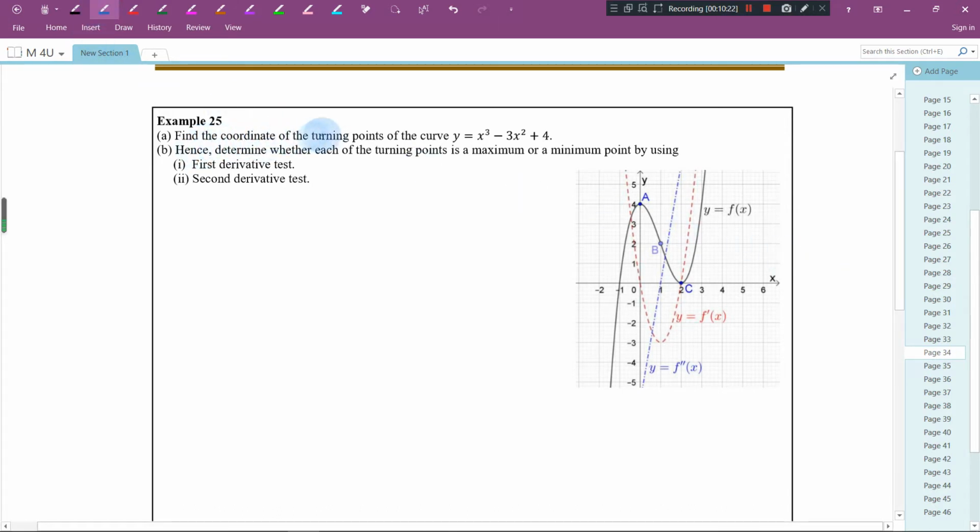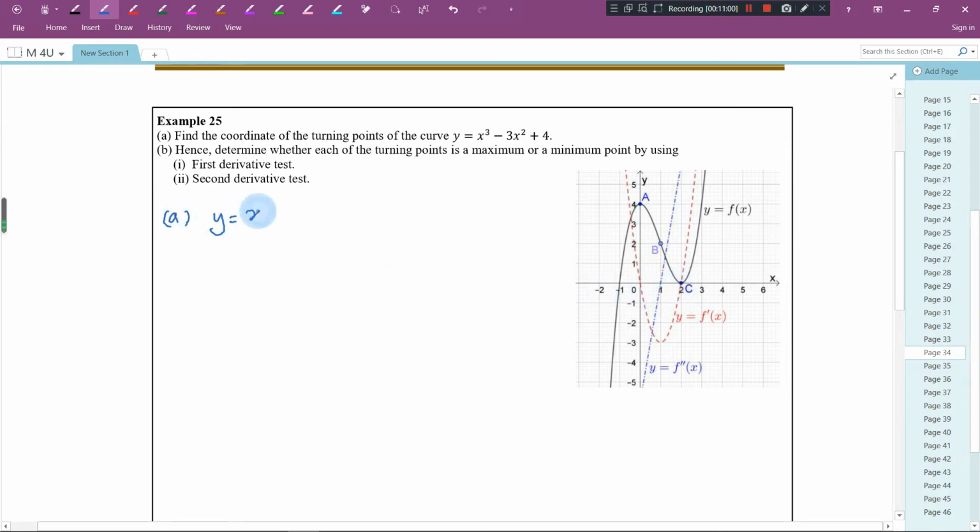Find the coordinates of the turning points of the curve y equal to x cubed minus 3x squared plus 4. Okay, I have drawn the curve for you, so you know that we actually have two turning points here. They are also stationary points, right? We can call it a stationary point or a turning point. And we actually have another point of inflection here, but we are not going to find this point because this is not a stationary point. The question is only asking about turning points, so we only need to find this and this.